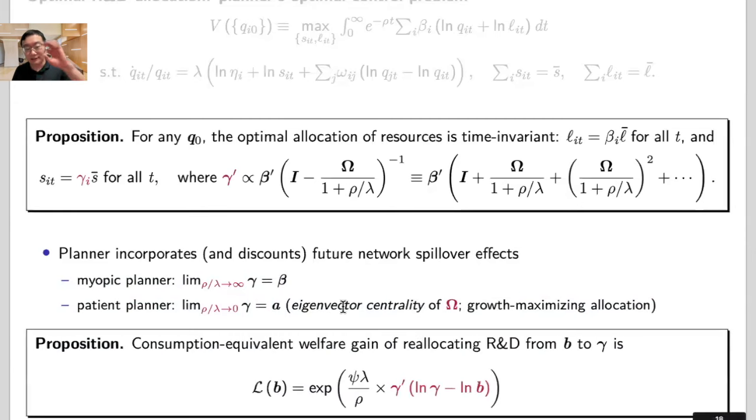Okay. Next is the result that enables us to take this model to the data. That is, suppose we can measure the optimal allocation for an economy, and we observe the real-world R&D allocation in the data. We can calculate the welfare gain if we reallocate R&D optimally. So this term in red is also known as the relative entropy of one distribution from another. It measures how far the real-world allocation is from the so-called optimal one.